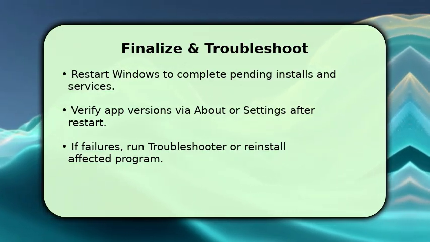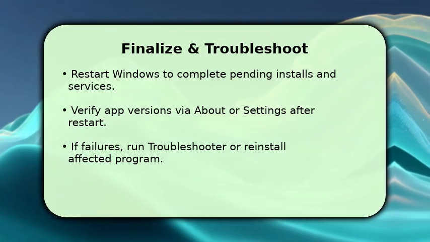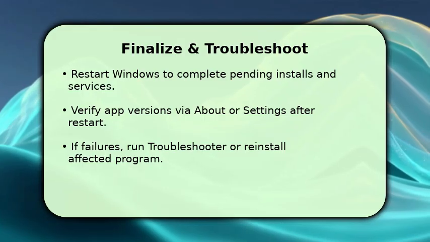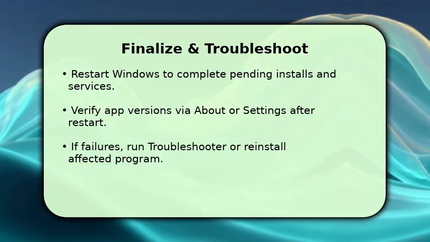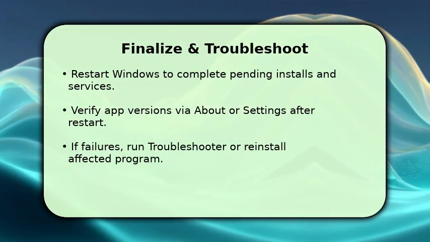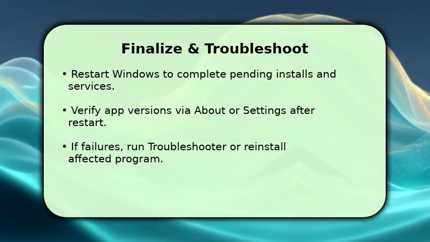After restart, open key programs and check About or Settings to confirm new version numbers and verify functionality. If an update fails, run Windows Update Troubleshooter or the program's repair option. If that fails, uninstall and reinstall the latest build.